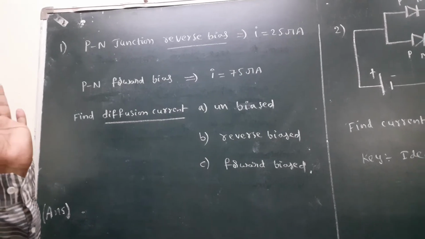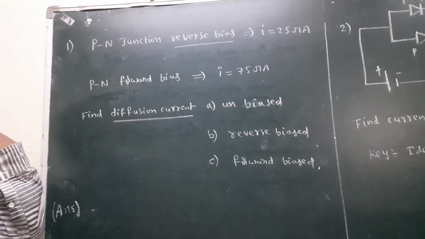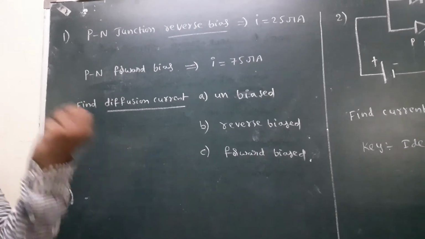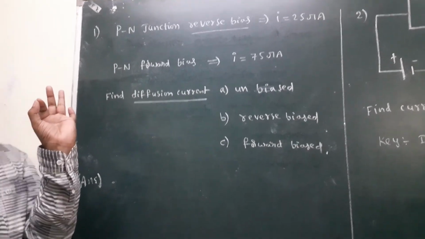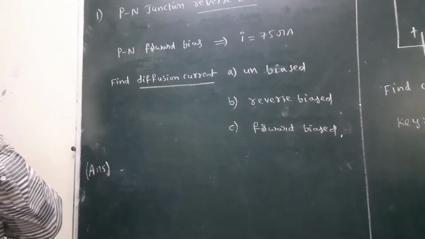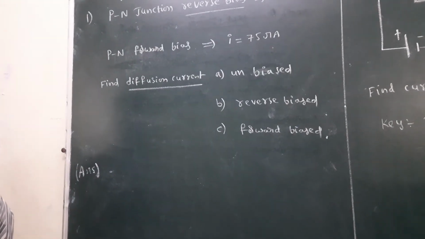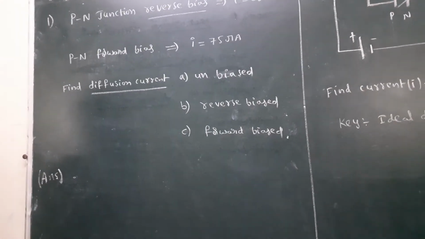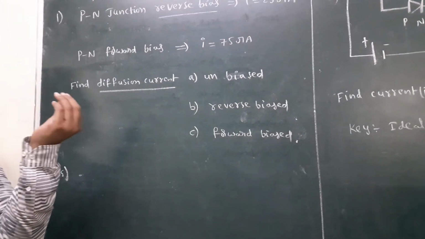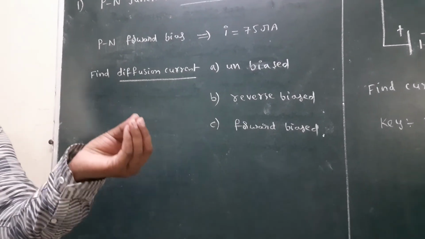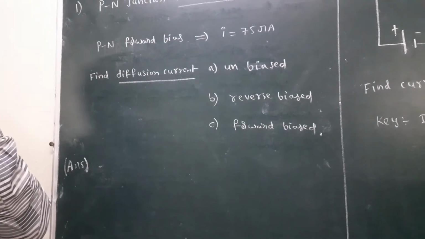Diffusion current is a current always produced by majority charge carriers. Okay, what is the drift current? Drift current is a current always produced due to minority charge carriers. Simply, diffusion current is nothing but the majority charge current, and drift current is nothing but the minority charge current.